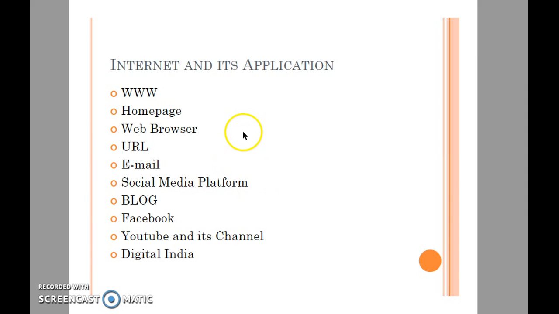What exactly do they mean? www, or World Wide Web, is the largest information system on the internet. It contains millions of websites which provide information. Then what is the home page? The home page is the first web page of a website, available on the World Wide Web. It is the first page. Then the web browser. What is a browser? A web browser is an application software that is used to access the information on the web.